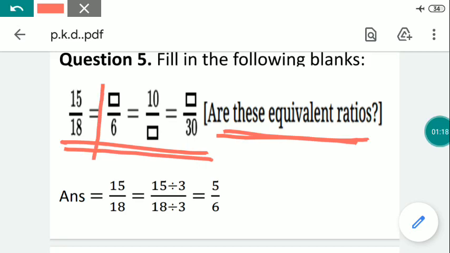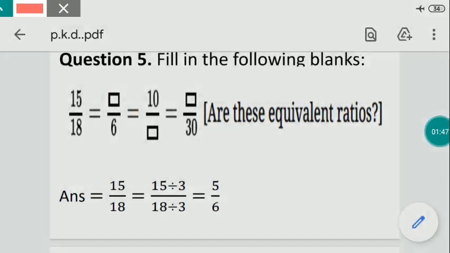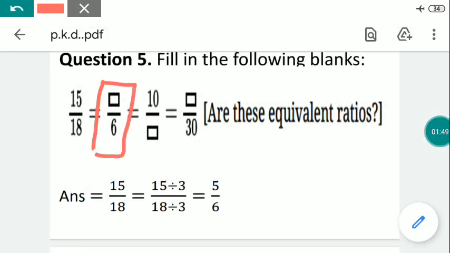So from 15 by 18, how can we get this quantity 6? From 18 we get 6 by dividing 18 by 3. And we know that to find equivalent fractions, divide numerator and denominator by the same number. So divide numerator and denominator by 3. So you get here denominator 6 and numerator 5. So 15 divided by 3 upon 18 divided by 3, you get this number as 5 by 6. Now we have to find this number. Okay, so 15 by 18 is equal to 5 by 6.